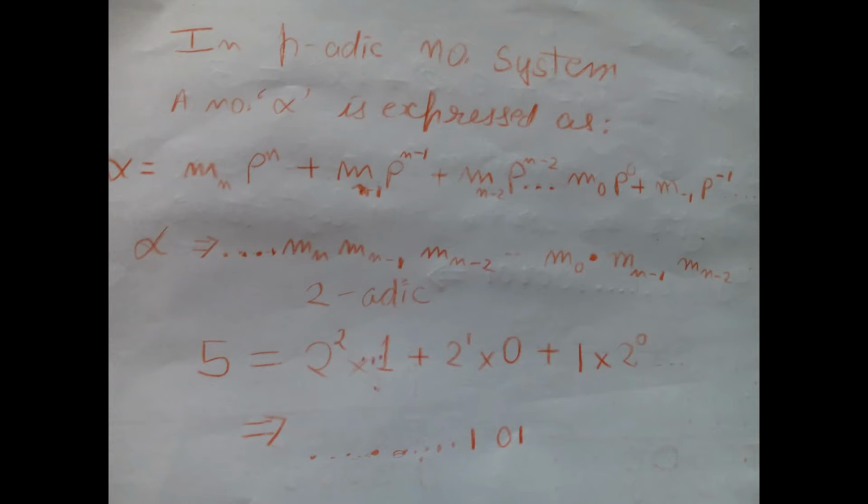Similarly, in p-adic number systems, a number is expressed as m of n times p raised to the power n plus m of n minus 1 times p raised to the power n minus 1, and so on and so forth. And in digital form, it is written as m of n minus 1, m of n minus 2, extended indefinitely towards the left, whereas in the decimal number system, numbers can be extended indefinitely towards the right. Now let's take an example of 5. 5 can be expressed as 101 in two-adic numbers as displayed on the screen.